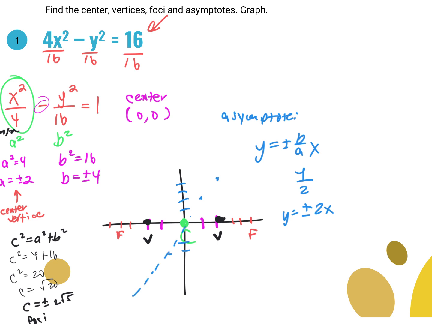So there is your asymptote. Did you get that from this? Yep. And then up 2 over 1, up 2 over 1, down 2, and like this. The reason that is important is because now you can see where my branches go. It opens towards the focus, through the vertex, but it doesn't touch the asymptote.